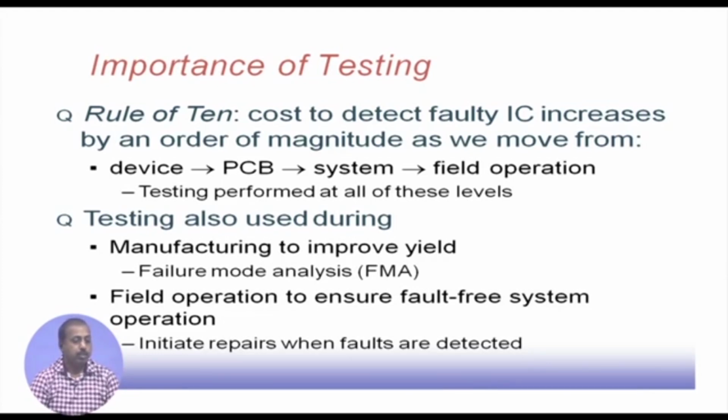Testing is also used during manufacturing to improve yield. It may so happen that in the manufacturing process, we find that in one lot of production, many of the chips produced are not correct. They fail the testing process. What it points to is possibly a problem in the manufacturing process itself. So to check the problems with the manufacturing process, we need to do testing at the manufacturing stage itself.